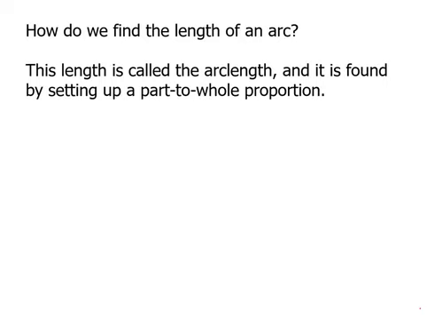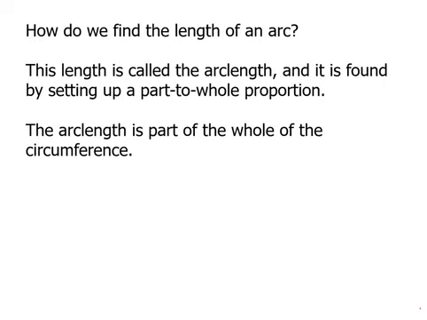The length is called the arc length, and it is found by setting up a part-to-whole proportion. Remember that a proportion is an equation of the form fraction equals fraction. So we're going to have part over whole equals part over whole. One part over whole is going to be the arc length. The arc length is part of the circumference. So it's going to be the arc length over the circumference.